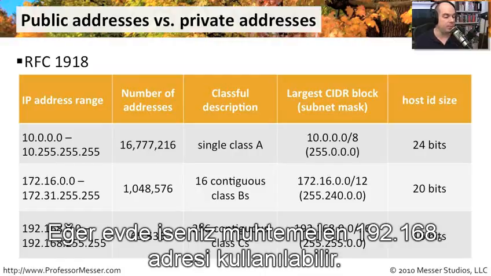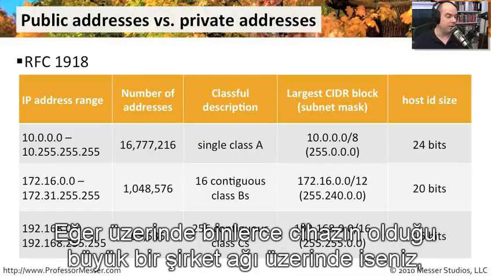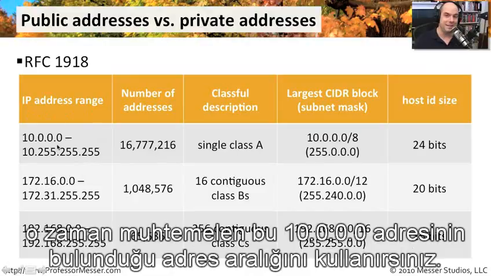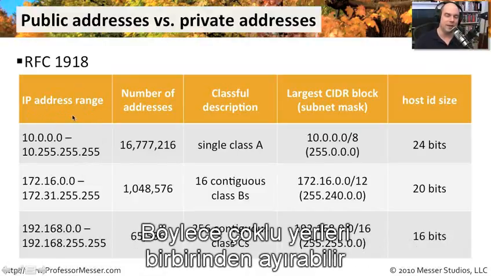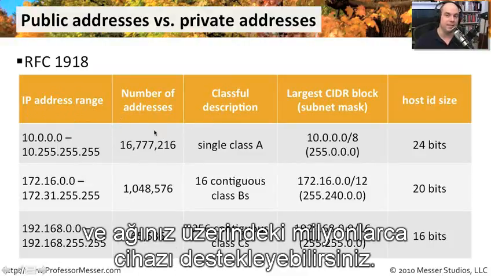If you're at home, you probably have a 192.168 address available. If you're out on a large network and you have thousands of devices around your organization, then you probably have a 10 dot network. You use these 10 dot addresses to be able to separate out, have multiple locations, and be able to support millions of devices on your network.